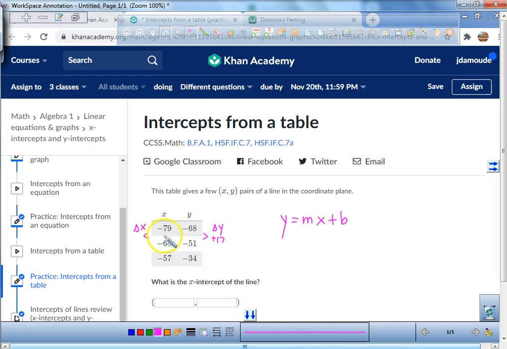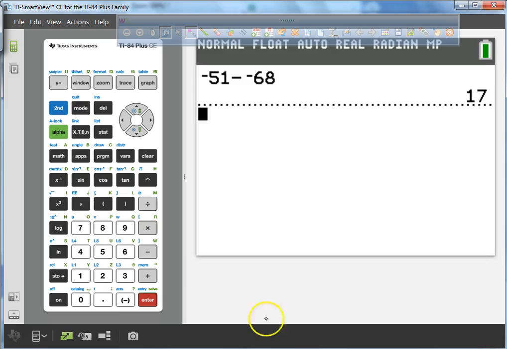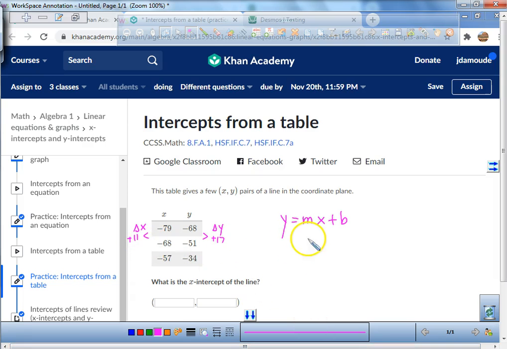So here we got to find the gap between these. The gap between these looks like it's going to be 11 units. If you did negative 68 minus a negative 79, that's supposed to be a 68, not a 38. There we go, you can see that that's 11 units. So what does that tell me? That tells me my slope. So what is my slope? 17 over 11. So here we go: y equals 17 over 11 x plus b.